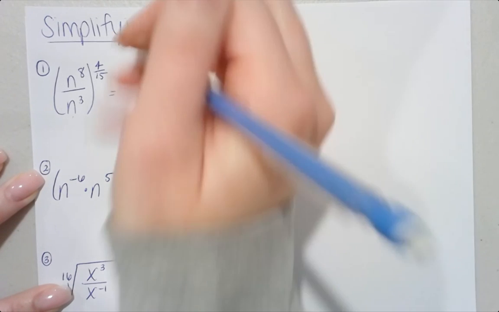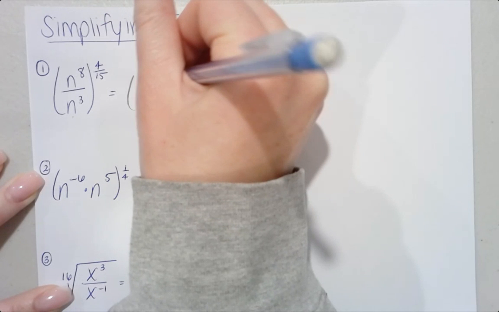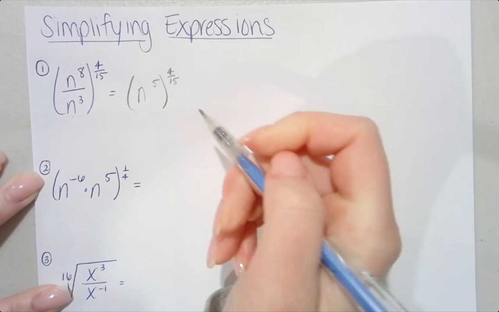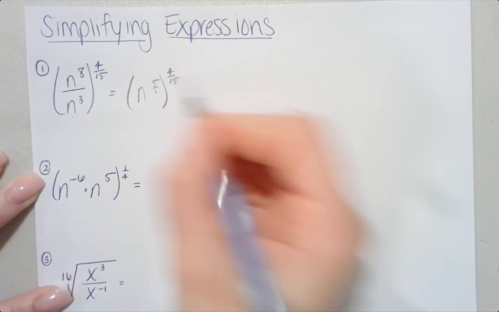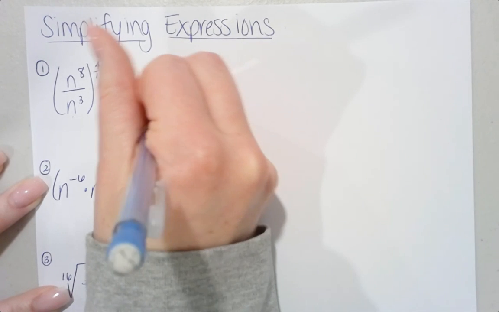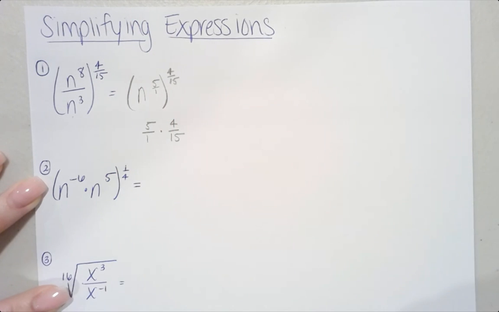8 minus 3 is going to leave me with n to the 5th inside of the parentheses. This is still being raised to the 4/15th power. Now I have power to a power, which means I multiply. Again, I would put this over 1 so that your eyes are not playing a trick on you. 5 over 1 times 4 over 15 is the math that you're going to have to do.